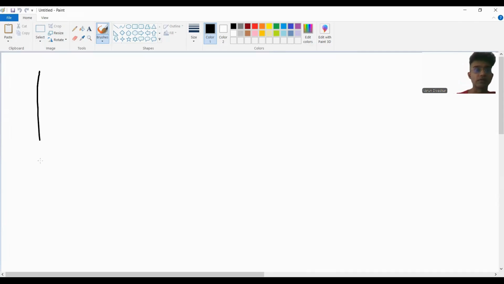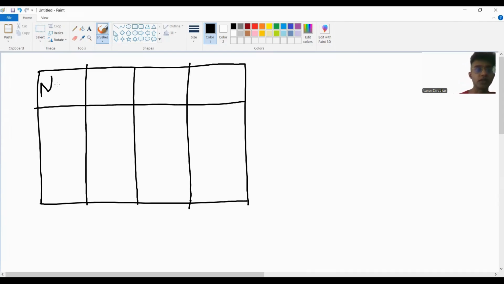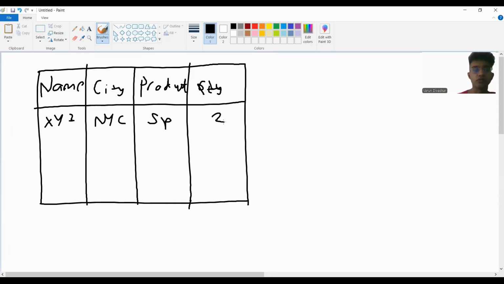Let's say you have a table like this, which is say a customers table, right? So say the customer name, customer city, and the product that the customer purchased, and the quantity of the product. So the name is say XYZ, city might be say NYC, product might be say smartphone, quantity 2. Second customer is ABC, city is say LA, and the product purchased is say laptop, quantity is 1, and so on and so forth.